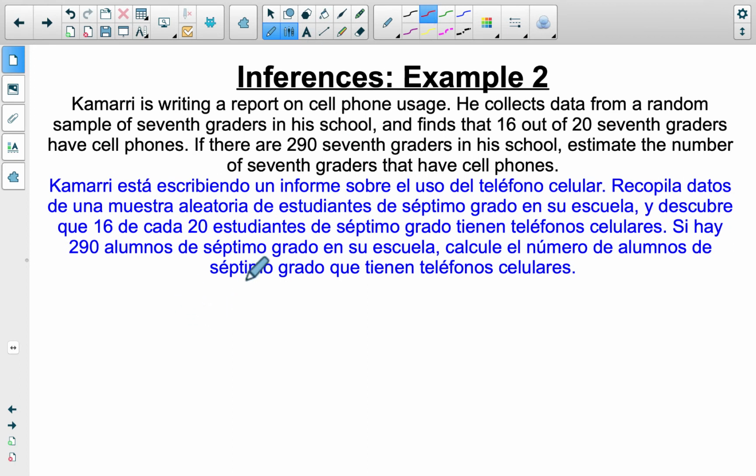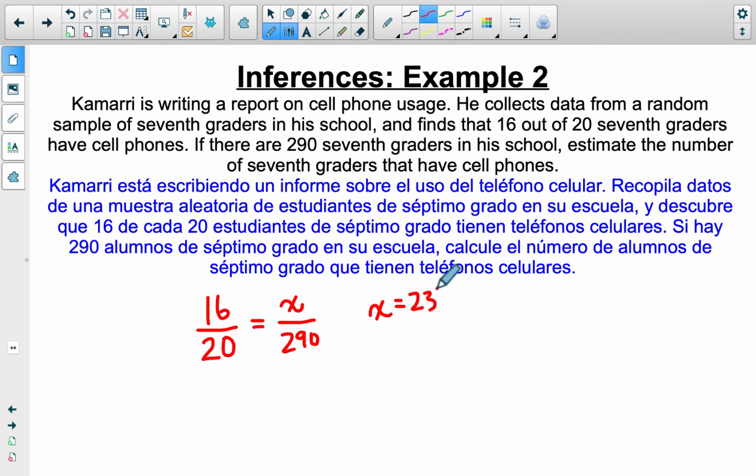And let me set it up like a proportion. So we got 16 out of 20 in his random sample had cell phones. Now, what we're essentially doing here is we are scaling this up to figure out how many had cell phones out of the total 290. We're making an inference or a prediction based on our small sample. Now, you can cross multiply or divide, or you can use scale factor. It does not matter. Anyways, here, x ends up being 232.